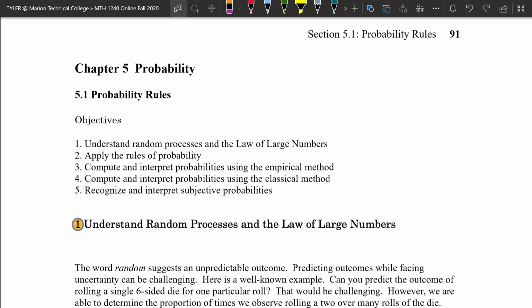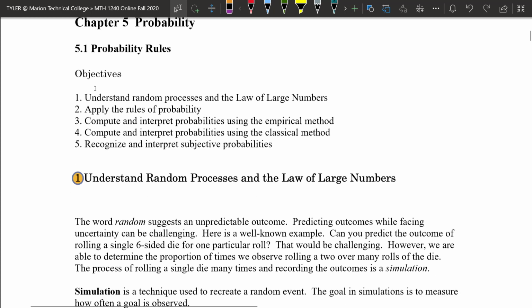Hi, so this video will go over section 5.1 titled Probability Rules. We have 5 objectives in this section that we want to look at. We want to understand random processes and the law of large numbers, be able to apply the rules of probability, compute and interpret probabilities using the empirical and the classical method, and then lastly, recognize and interpret subjective probabilities.